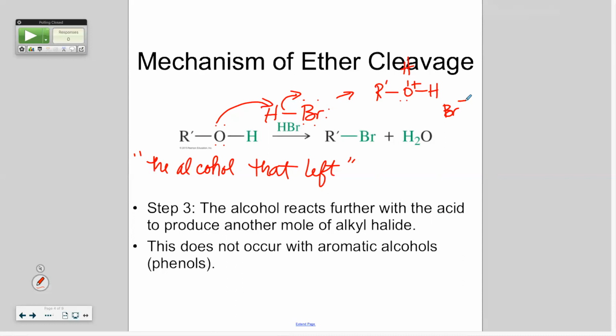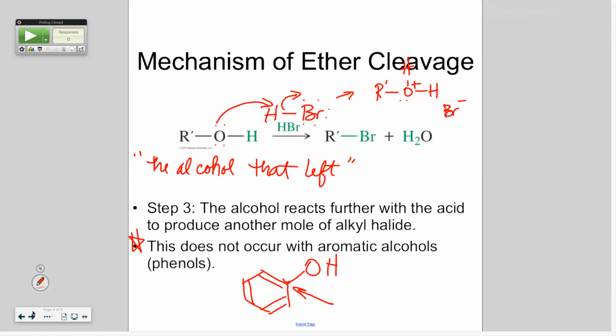Now this does not occur with aromatic alcohols or phenol. So if one side of your ether is directly attached to a benzene ring, you would get this alcohol and the alkyl halide from the other piece. This will not do this, because this carbon is what hybridization, first of all? SP2. We don't do regular substitution reactions on an SP2 hybridized carbon.